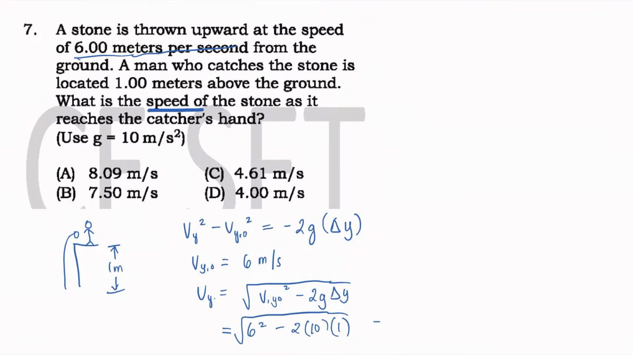So, for this one, 6 squared is equal to 36 minus 2 times 10, 20. Ito equal siya sa square root of 16. Square root of 16 is equal to 4 meters per second. So, yun na yung final answer natin, which is letter D.